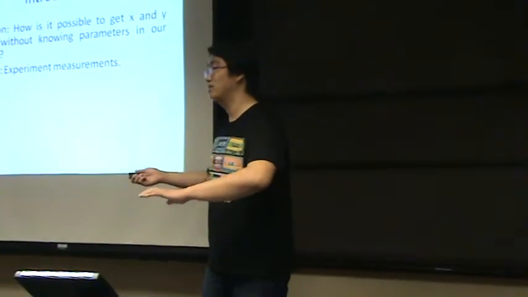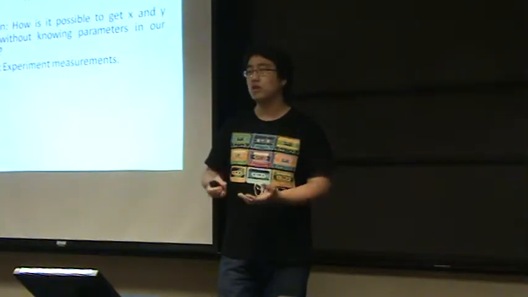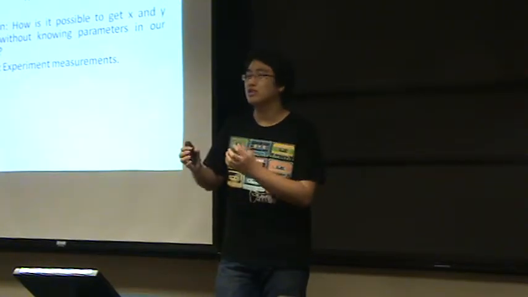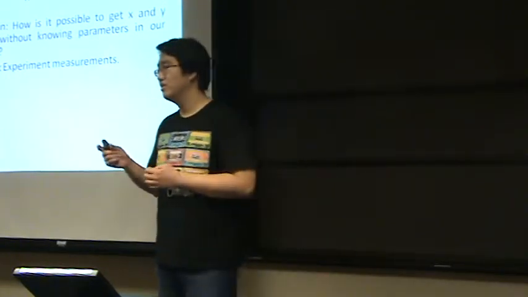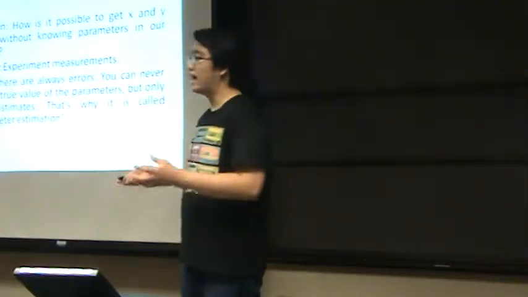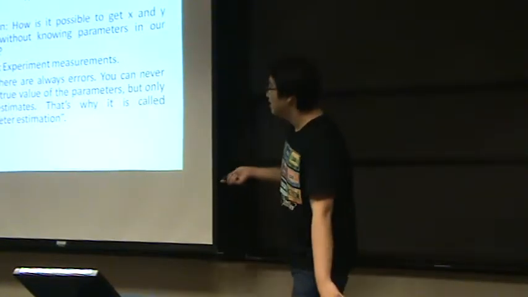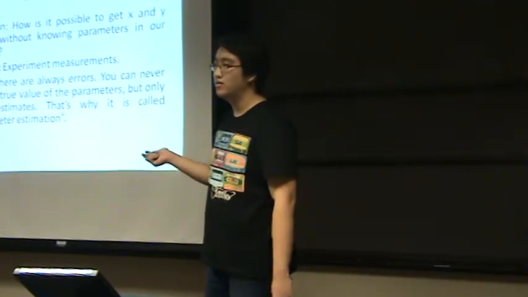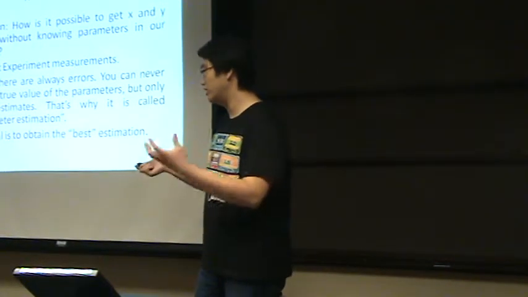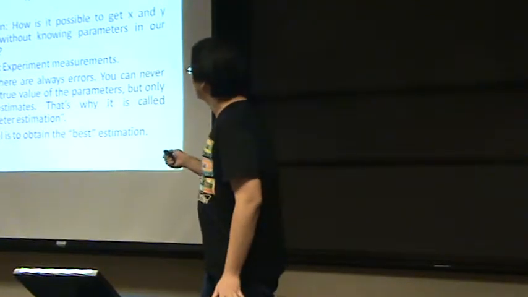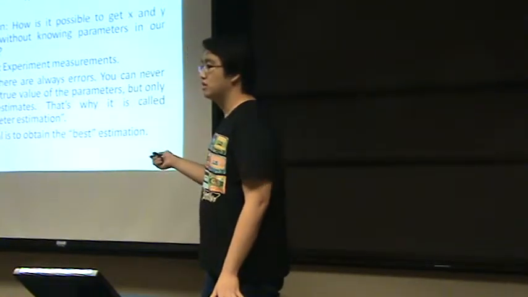in the relationship, right? And so if we do the experiment, there are always errors. For example, there are always errors caused by your equipment, and there are errors caused by your observations, right? So you can never get the true value of the parameters, but only their estimate. So that's why it is called parameter estimation. So our goal is to obtain the best estimation. So I'm going to explain what our best estimations are.